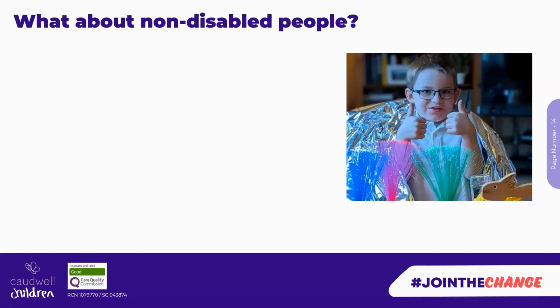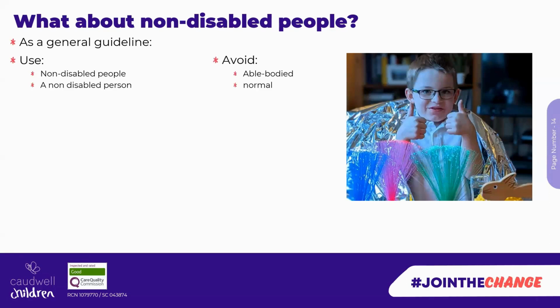So what about non-disabled people then? As I mentioned earlier on, language does change. In the video that we saw around the social model of disability, that described able-bodied people, and that's not how we term it anymore. As a general guideline, we use non-disabled person or non-disabled people, and we avoid able-bodied and normal.